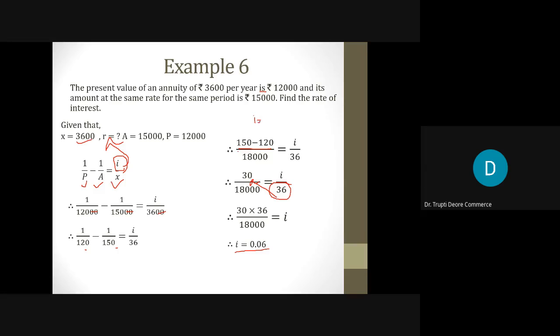I is equal to, what do we do? R upon 100, right? And if we have to find out R, then we have to multiply I by 100 because it's divided to the R. So I into 100, you will get rate. So what is the step? R is equal to I into 100 is equal to 0.06 into 100 is equal to 6. So it's a rate. Therefore, rate of interest is 6% per annum.